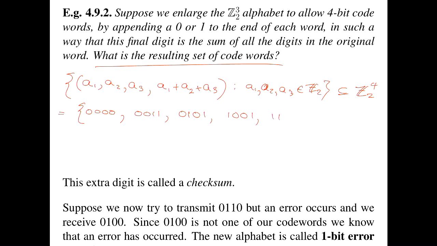Then I can look at 110. What's the sum of the first three entries here? 0, right? Because 1 plus 1 is 0, because we're in Z_2. So this is 1 plus 0 plus 1, that's 0. 011: 1 plus 1 is 0. 111: what's 1 plus 1 plus 1? 1. All right? Good. So that's what this subset of Z_2^4 looks like.